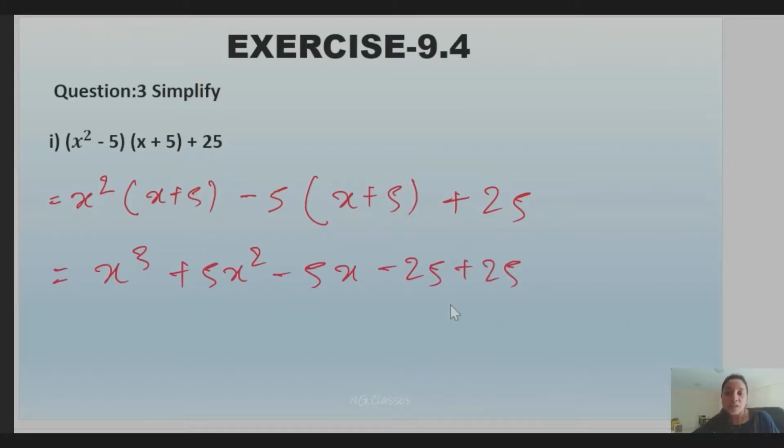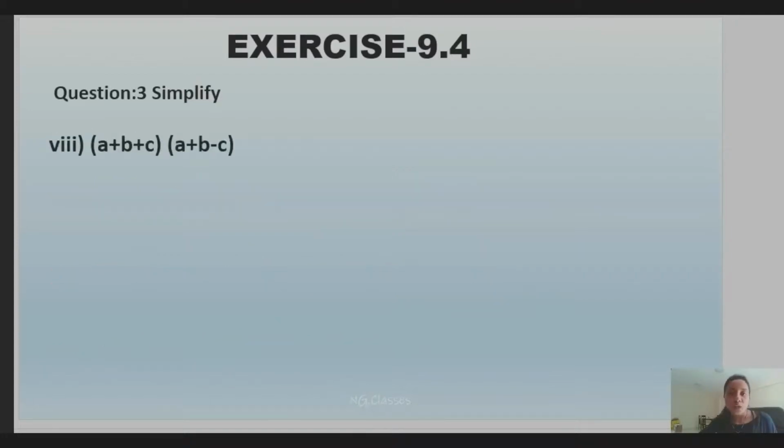Now we will search whether we are having any like term or not. So we will find that two constants we are having, negative 25 and positive 25, which will make 0. So our answer will be x cube plus 5x square minus 5x. Okay. Now our next question is to do the simplification of this one.